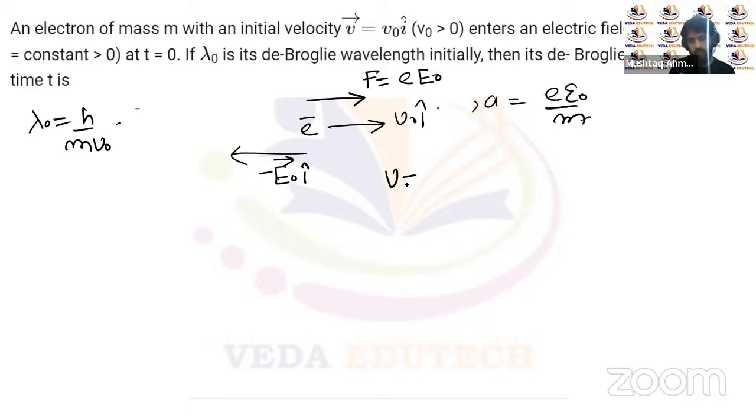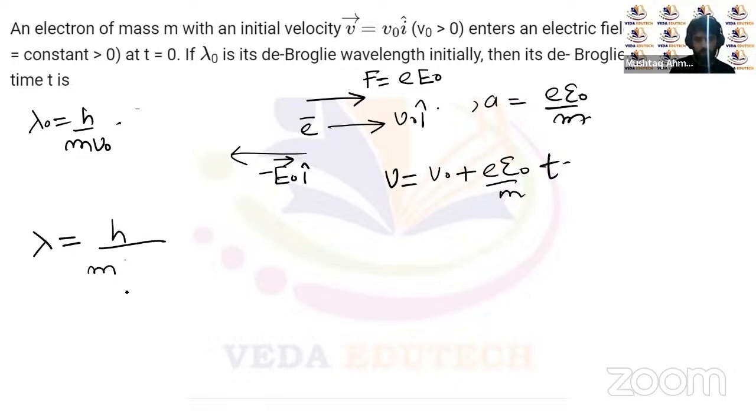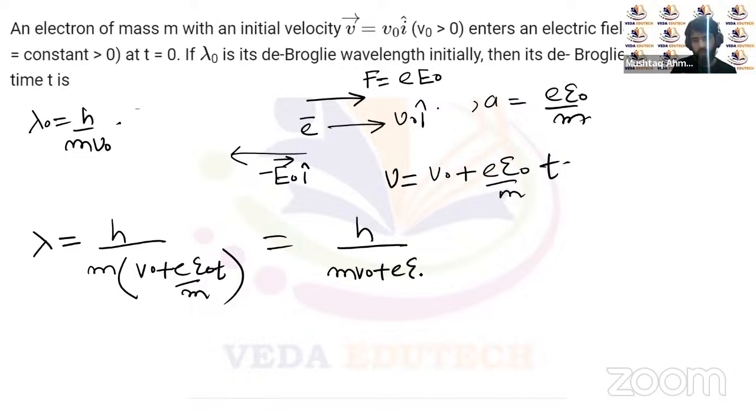So we can see the speed of this electron after some later time t will be v naught plus at, where a is given as eE naught upon m multiplied by t. Now the wavelength at some later time t will be h upon m v, where v is v naught plus eE naught upon m multiplied by t. So from here it will be h upon m v naught plus e E naught t. So this will be the wavelength at some later time t.